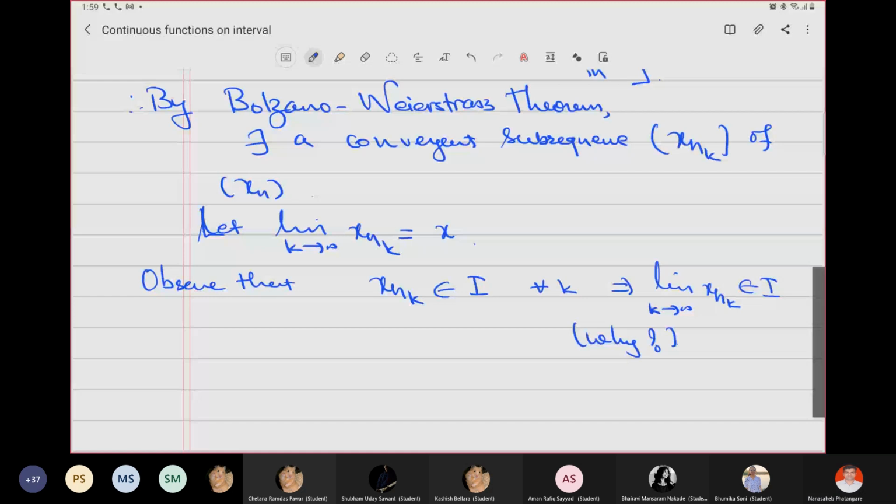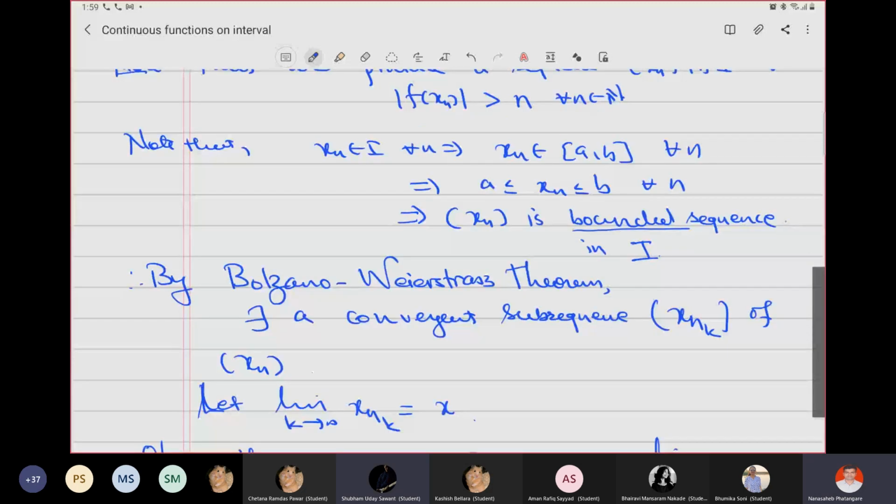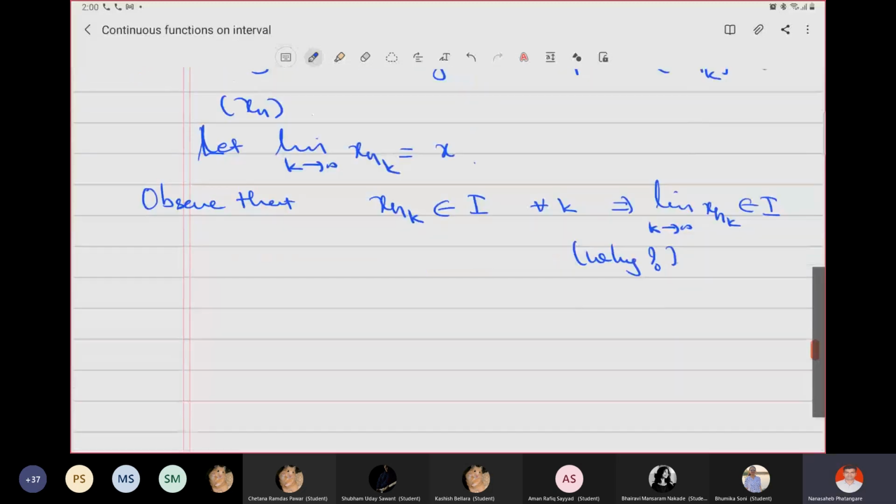To show in the statement that xn is bounded. Yes, because I is a bounded interval, the sequence xn is bounded, and therefore we can apply the Bolzano-Weierstrass theorem. And once we apply it, xn k converges in I. Why? Because I is closed. Therefore, we use both of the conditions. I is closed and bounded. That's why it is mentioned in the theorem. Therefore, x is in I. Right.